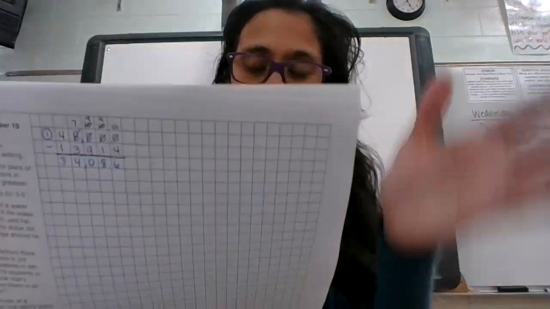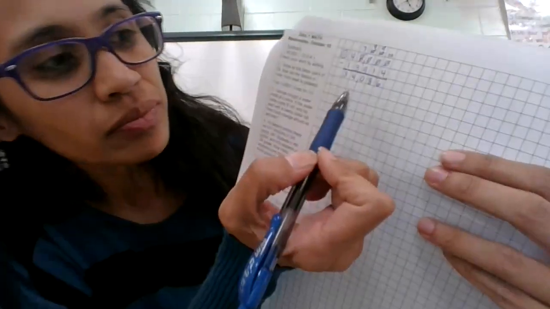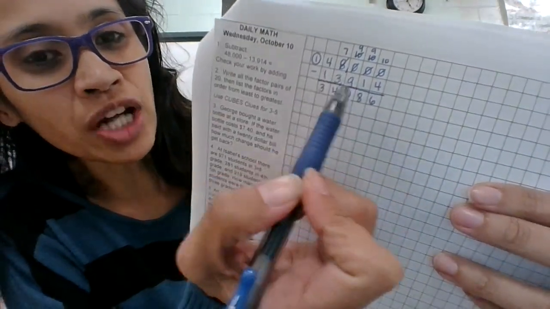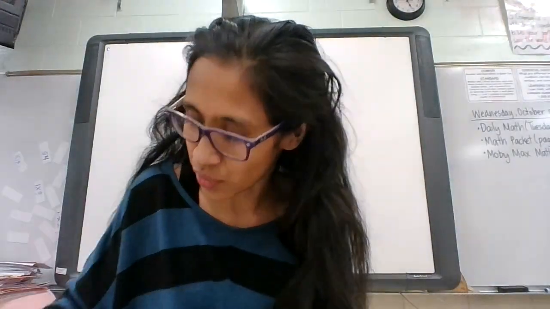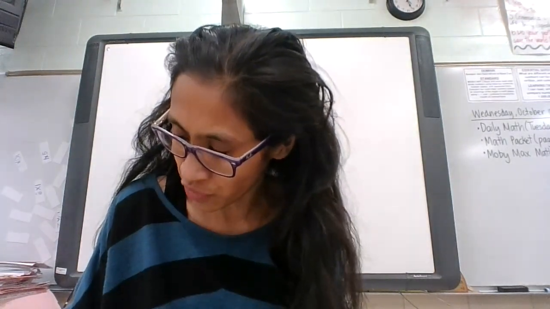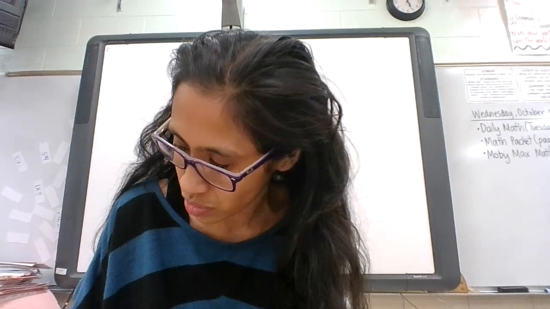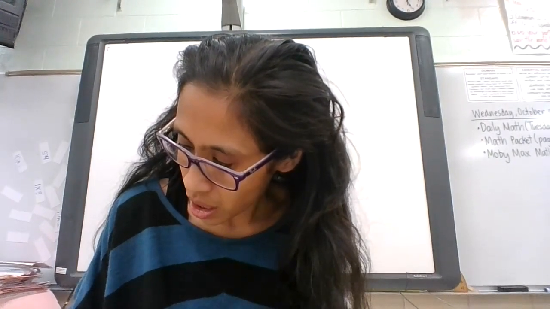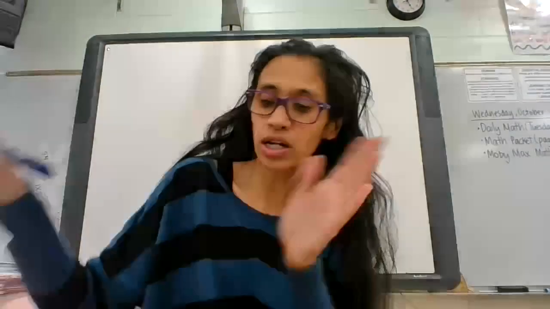Now to check our work, we do the opposite operation of subtracting, which is adding. So now we need to add. And some of you are just adding all over the place. You're going to add your answer and the number that you subtracted. So go ahead and write that down. I am going to write that down on my paper. You can either put the 13,000 number first or the 34,000. I'm going to write 34,086 plus 13,914. Just like that.